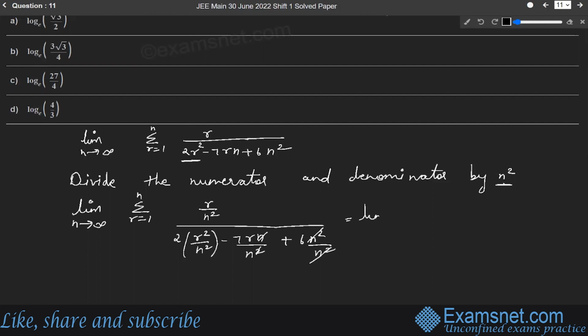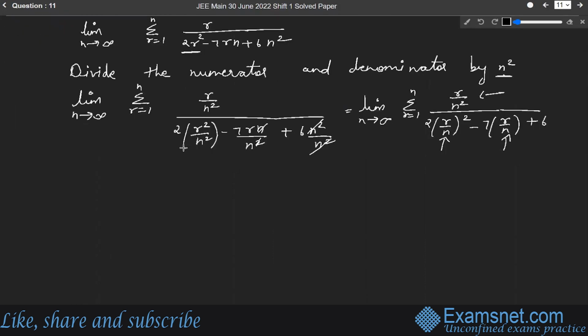So we have limit n tends to infinity, summation of r is equal to 1 to n, r by n square divided by 2 into r by n whole square. See, r square by n square can be written as r by n whole square because both are in square, so we have combined the powers. Minus 7 into r by n plus 6. You can see that in the denominator we have the form r by n, but in the numerator we have r by n square.